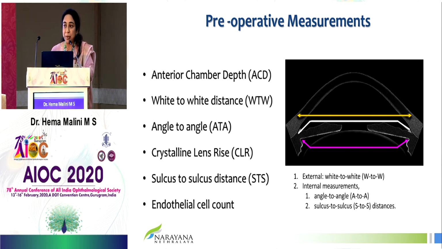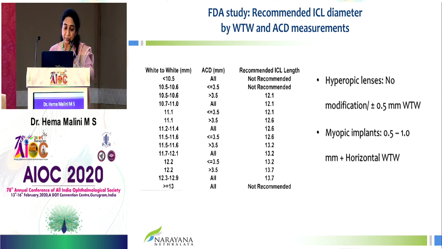So what are the preoperative measurements that one needs for any posterior chamber lens implantation, phakic lens implantation? These would be the anterior chamber depth, the white to white measurements, the angle to angle, which is optional, the crystalline lens rise, the sulcus to sulcus distance, and obviously the most important being the endothelial cell counts.